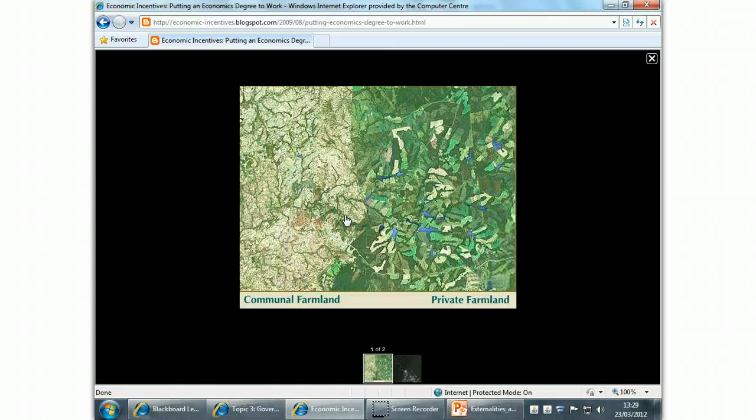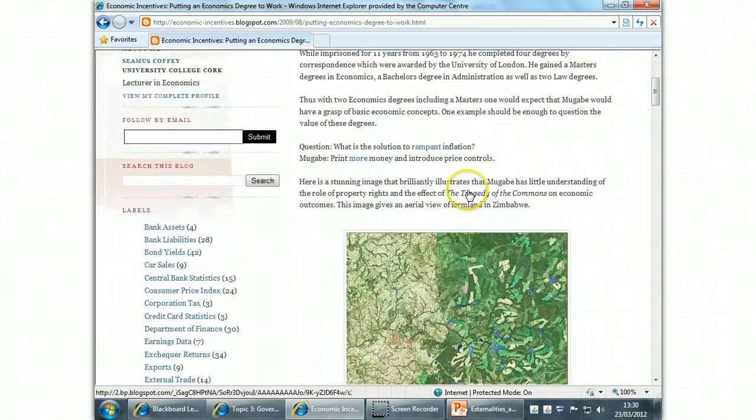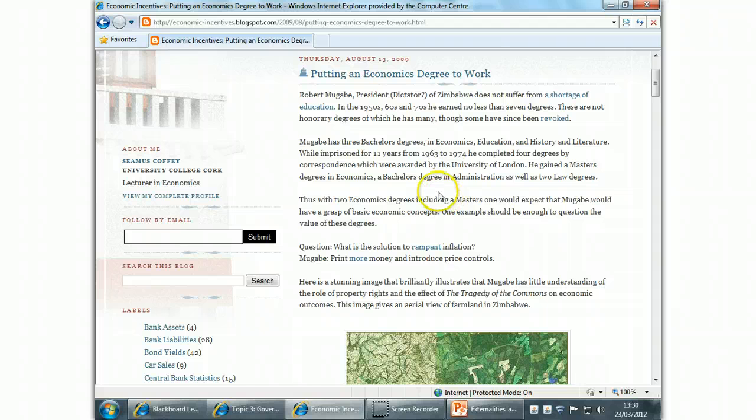And his macroeconomic policy would show similar. His tendency to print money to solve his problems would suggest that he hasn't a clue. But Mugabe is actually hugely educated in economics. Mugabe has 3 bachelor's degrees in economics, history and literature, and he was in prison for 11 years and completed 4 degrees by correspondence with the University of London, and he got a master's degree in economics, a bachelor's degree in administration, as well as 2 law degrees.